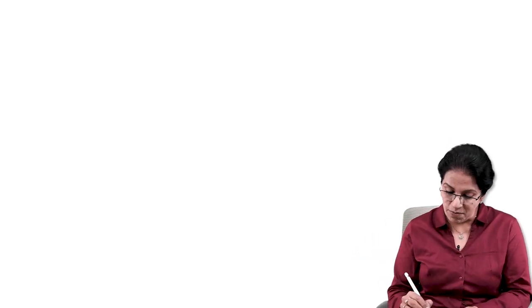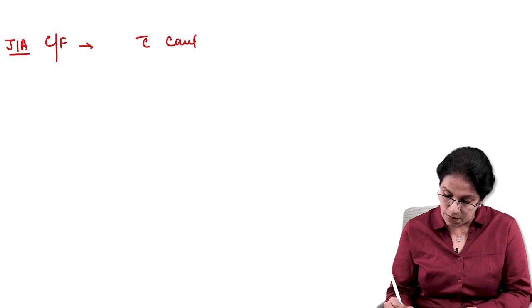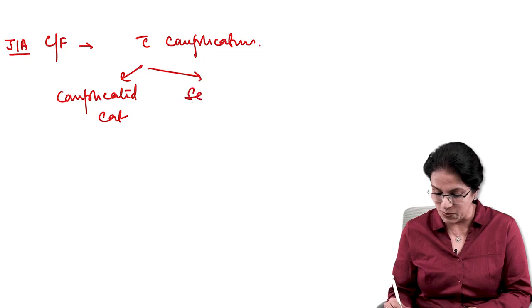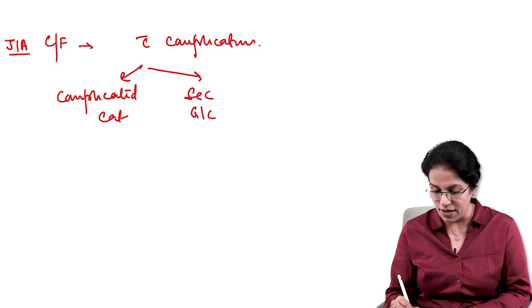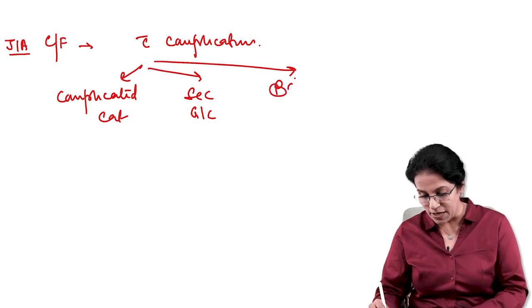So, what are the main complications that you learn? Actually, if you talk about JIA, the patient is only presenting with complications. And what are these complications? The complications will be complicated cataract or secondary glaucoma. This is easy, I have mentioned this. And one more that you have to learn, you have learnt it in your cornea, band-shaped keratopathy.